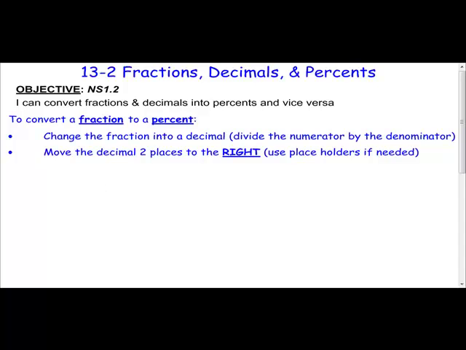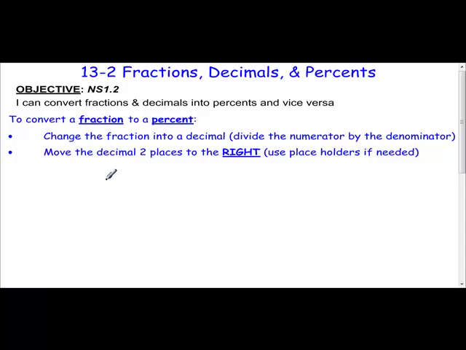This lesson is on converting between fractions and decimals into percents. To convert a fraction into a percent, you change the fraction into a decimal, by which we mean to divide the numerator by the denominator, and then you move the decimal 2 places to the right and use placeholders if needed. So here's what we're going to do.